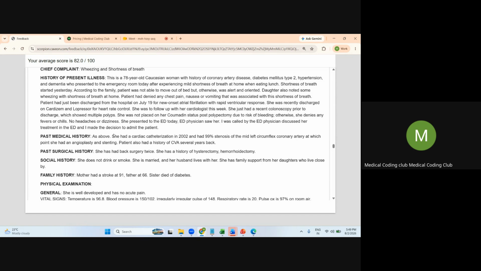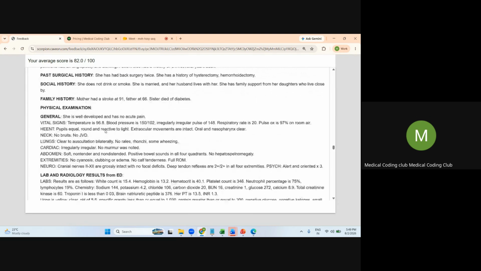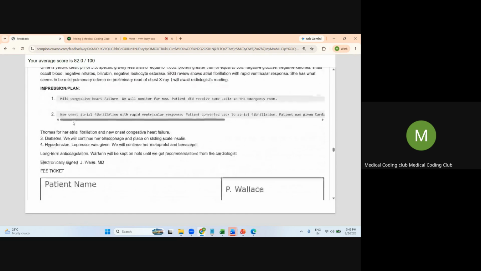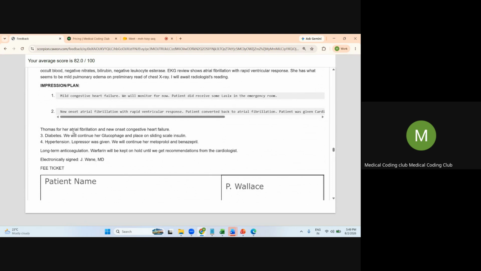Now if you check the MDM components, let's find a level for problems addressed. Let's go to the assessment and plan. Here you can see the patient has atrial fibrillation, new onset congestive heart failure, and also diabetes and hypertension, and these are all exacerbated conditions. If you completely read the record, you will understand there is a threat to life, so we consider problems addressed as a high level.